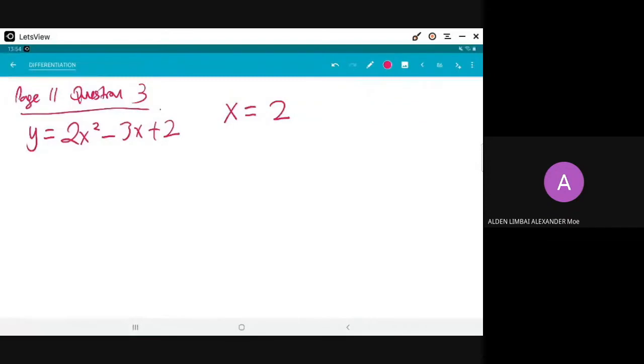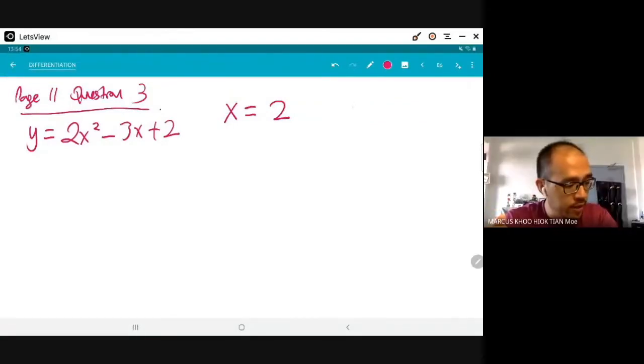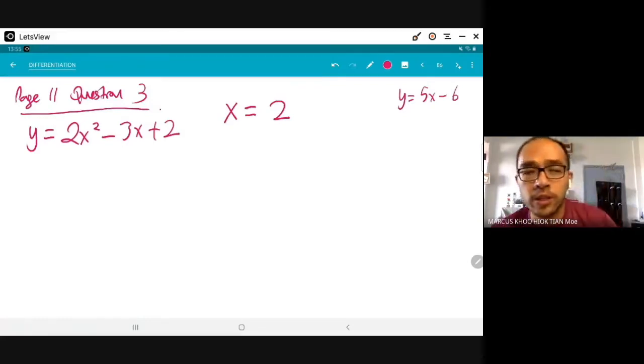Y equals to 5x minus 6. Okay, that's one possible answer. I still don't know. Then why don't you walk us through the steps? Since you already found the answer, tell me what you did.